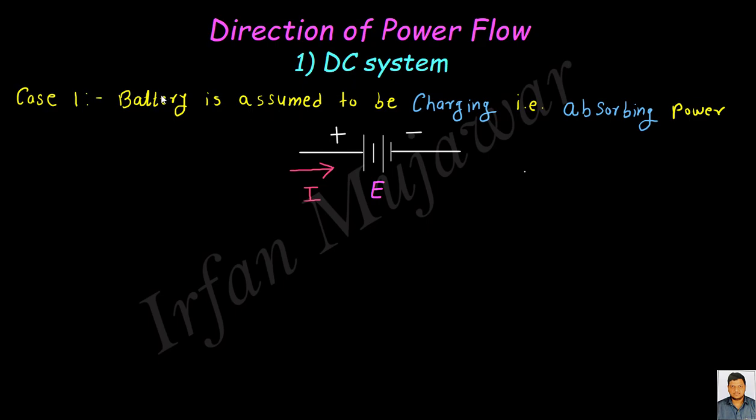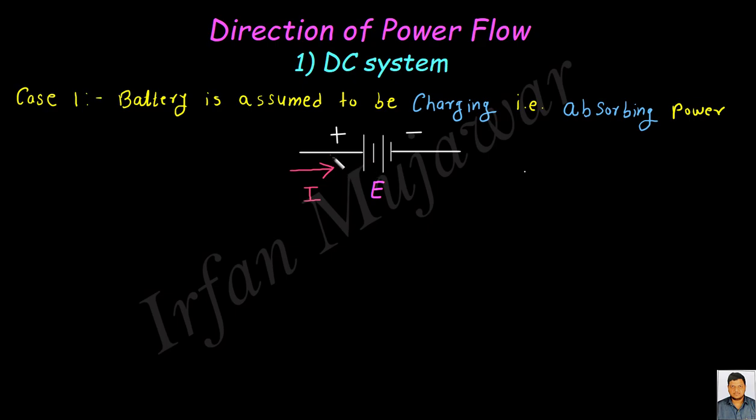Now to understand this concept of power flow in an AC system, first we will consider the concept of direction of power flow in a DC system. Now consider a simple case where there is a battery. As you know, a battery is represented by many cells connected in series and it is represented by the positive terminal and the negative terminal. One terminal will act as the anode and another will act as the cathode. Now two cases we will consider here.